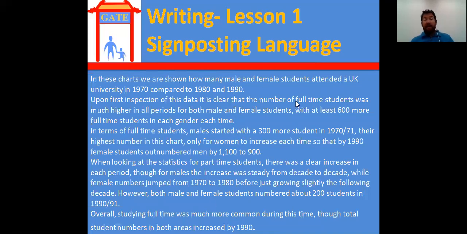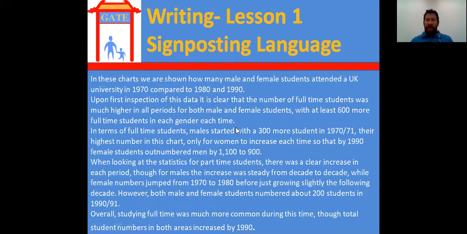Now, you see our method of introduction. In these charts, we are shown how many male and female students attended a UK university in this year compared to these two years. So if you remember from our last lessons, we had our introduction practice. We are shown how many. That's the signposting language. In these charts, we are shown. That's signposting language. Okay, let's look at our next paragraph.